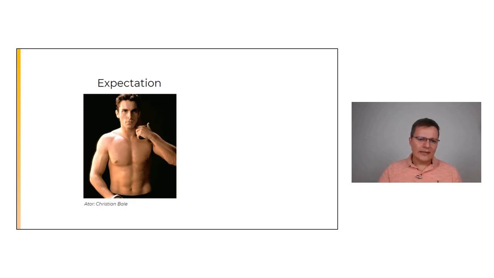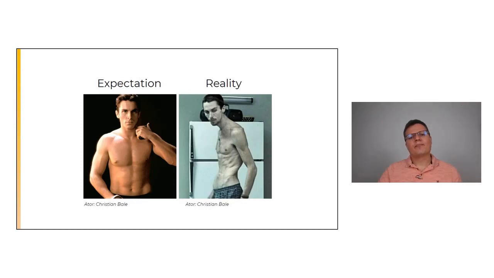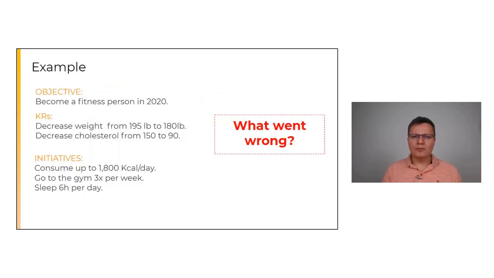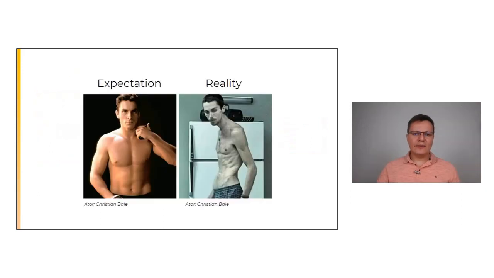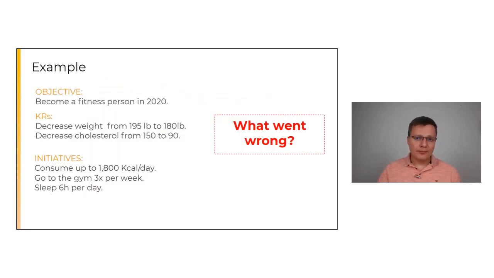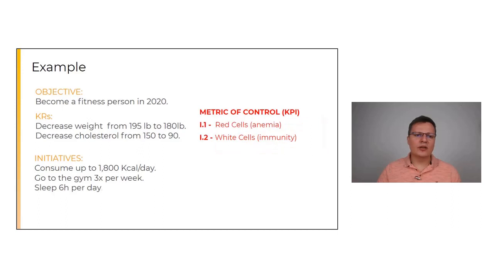But what happened was not this. What happened was that. What do you think happened here? We did all the initiatives that we proposed. We decreased weight, we decreased cholesterol. But what went wrong? Why was my expectation that and my reality became this one? So the problem that happened here was that we were not controlling, we didn't have any metric of control.